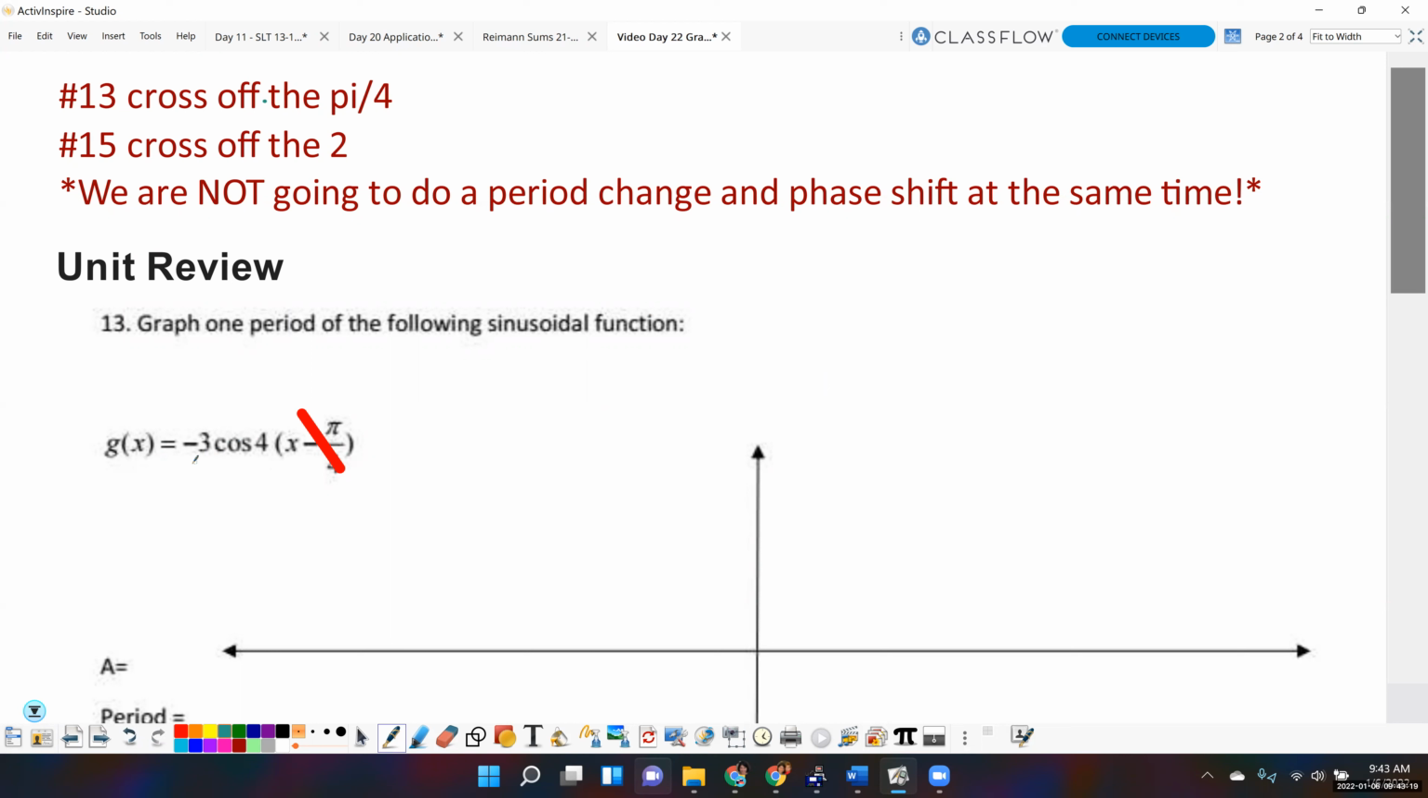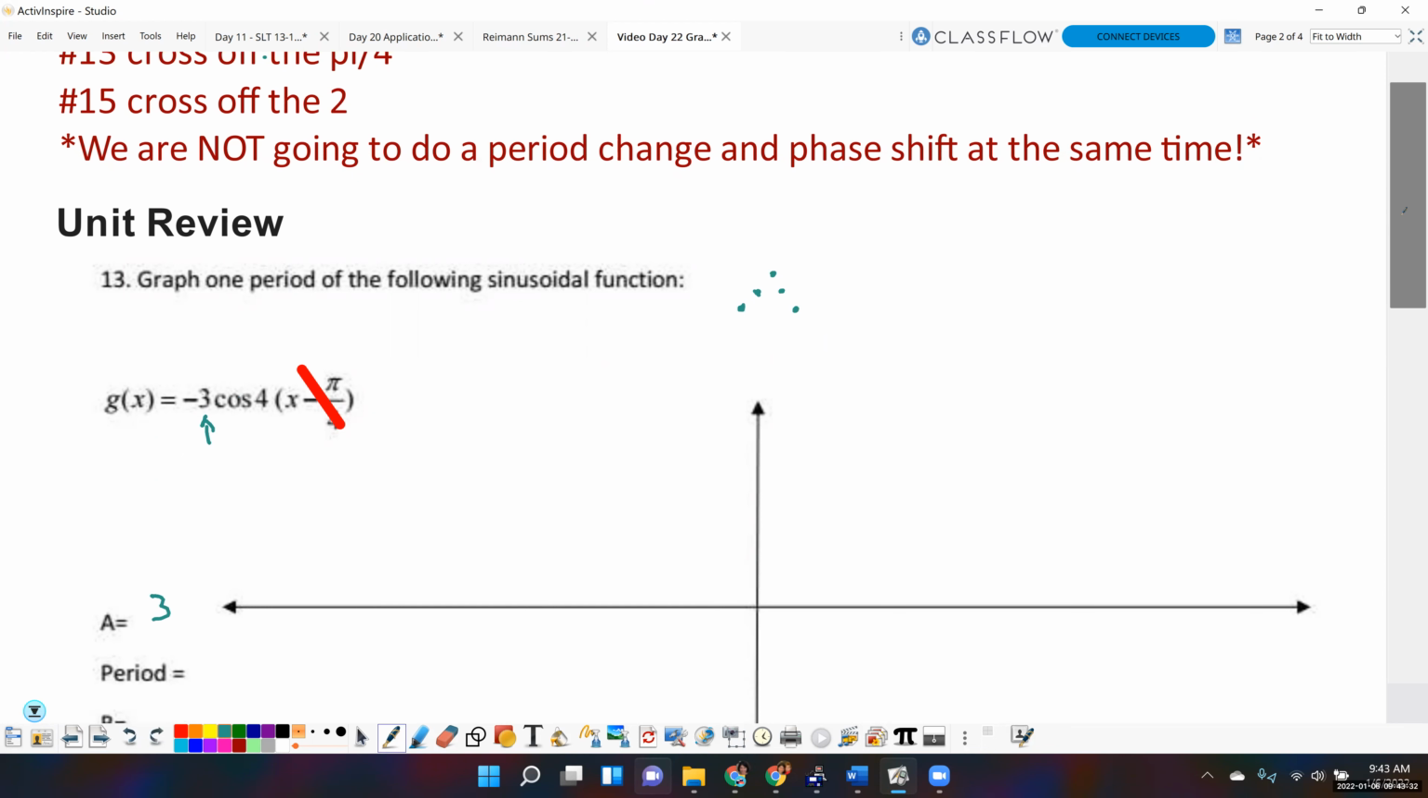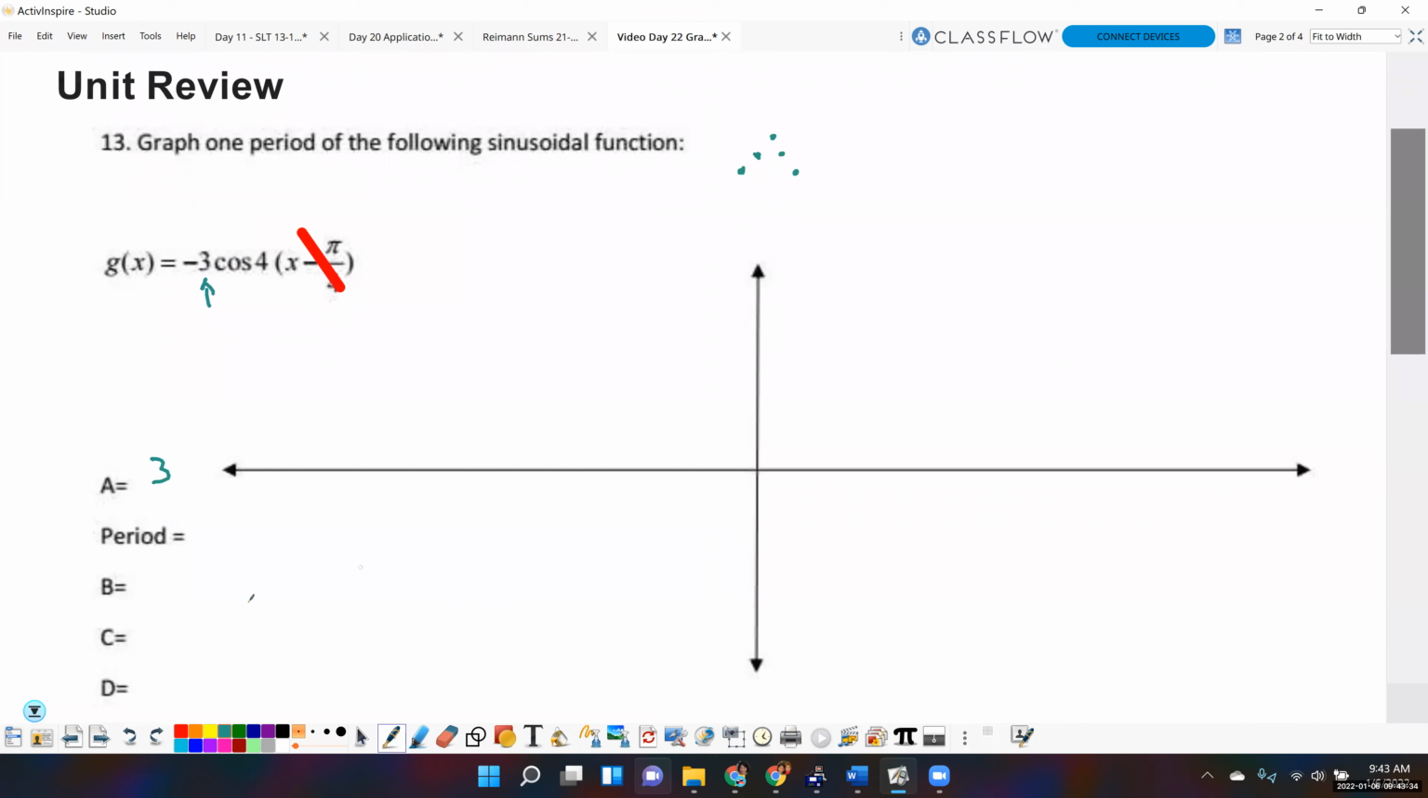Number 13 is an inverse cosine, so center or bottom, center, top, center, bottom, or my 5 points. And I know I have an amplitude of 3. And I have a period change because there's a B value of 4. The B is 4, so the period is going to be 2 pi over 4, pi over 2. C and D are both 0.